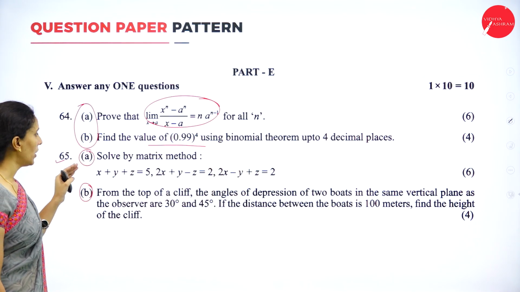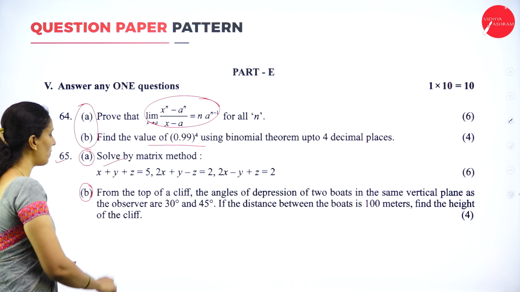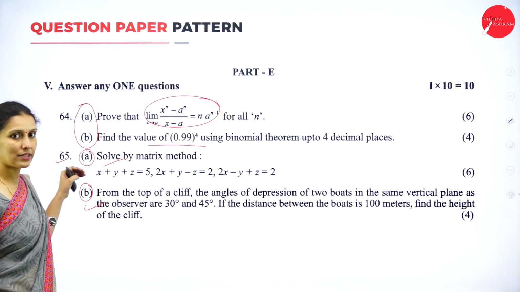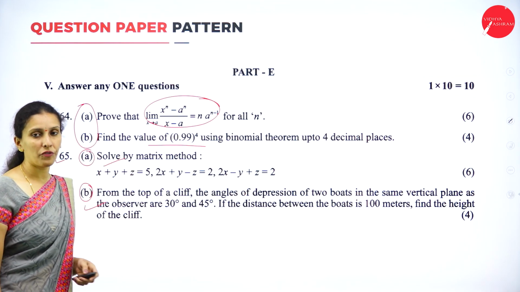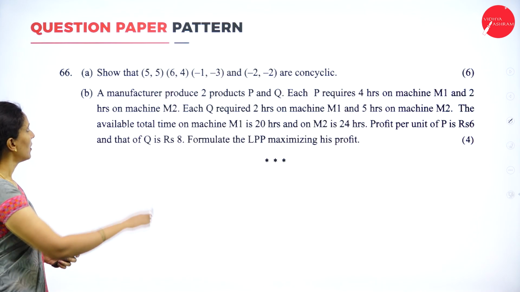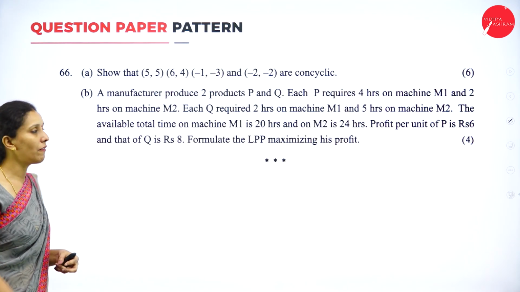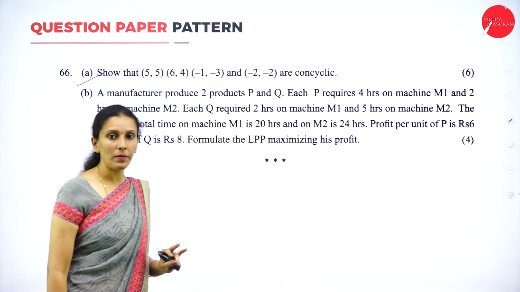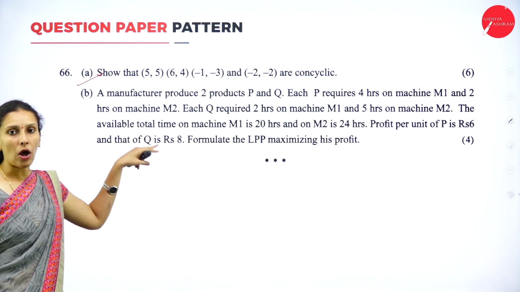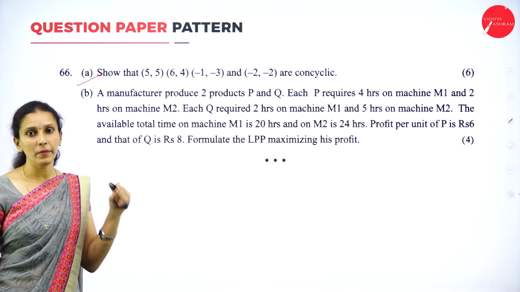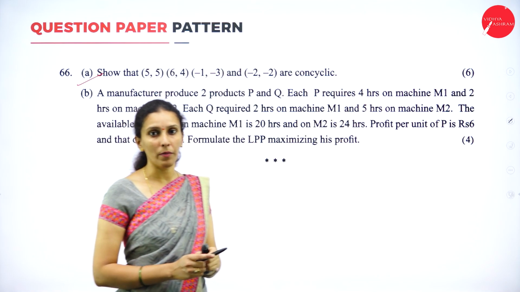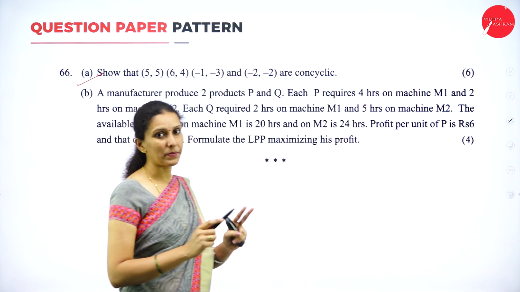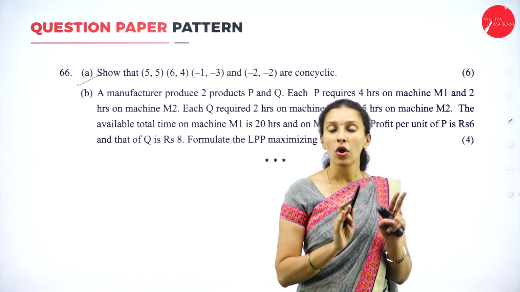And for 65, you will be having 1 matrix method problem and 1 problem from heights and distances. That is question number 65. So you have to attend 6 plus 4 to get 10 marks. Next, from question number 66, you have a problem from circles. That is, usually they will give you concyclic problems for 6 marks, and 1 problem from LPP, that is to formulate a linear programming problem, which carries 4 marks. So in total you will be having 10 marks. So this is the pattern of the question paper prescribed for this academic year only.